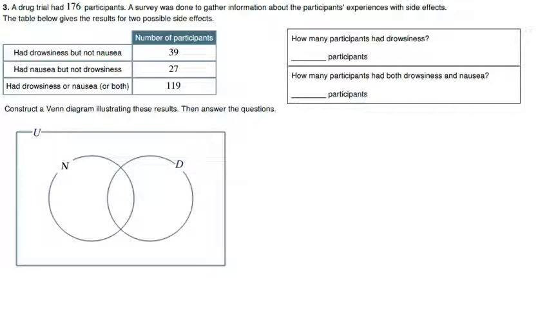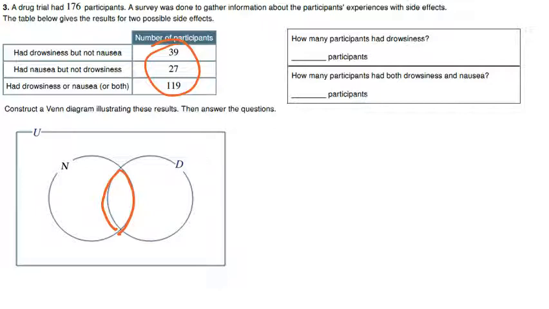So, typically, when you fill in a Venn diagram, you aim for the middle. Okay? You aim for the middle, right here. But I'm telling you right now, that information is not provided. Why? Because those are the people that experience both drowsiness and nausea. We don't have that information.